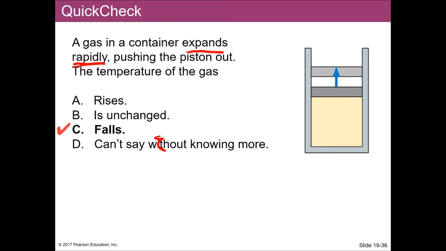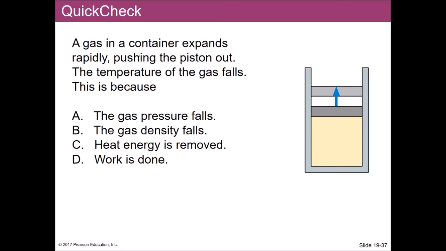Adiabatic means, well, no, let me put it this way. Rapidly always means adiabatic, not the other way around. Right? Adiabatic is not necessarily fast. It doesn't have to be fast, but if it is fast, it's adiabatic. Okay, gas in a container expands rapidly, pushing the piston out. The temperature of the gas falls because what's exactly going on here?